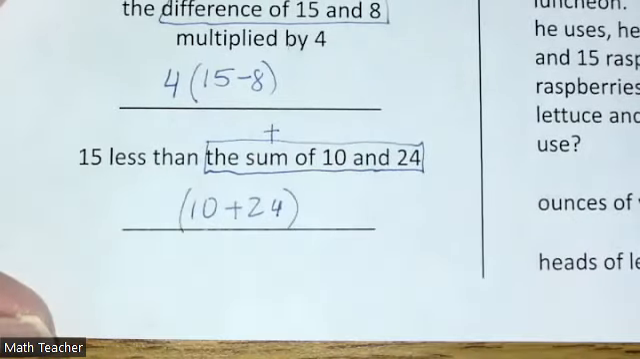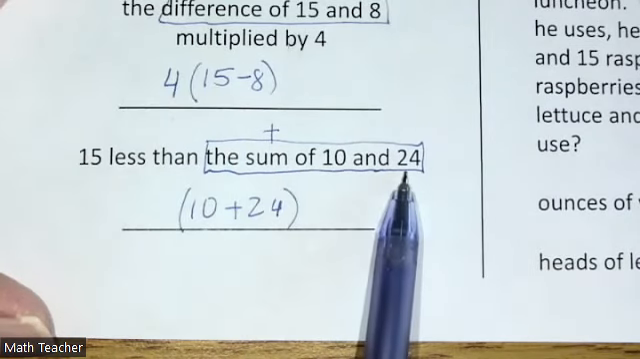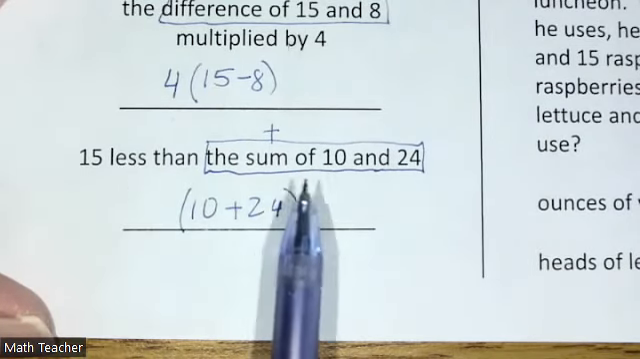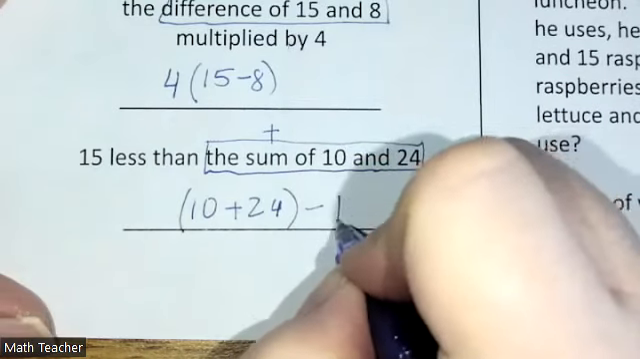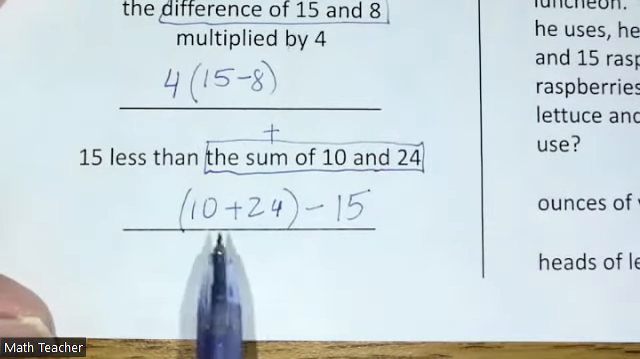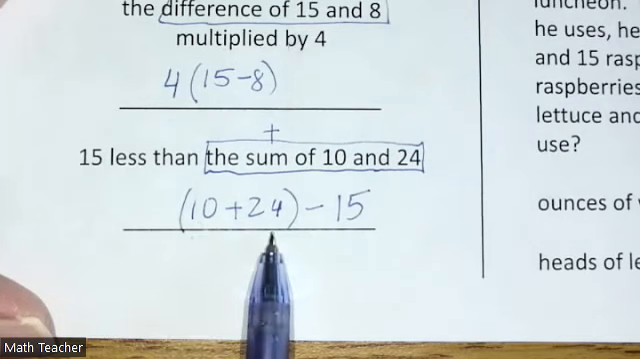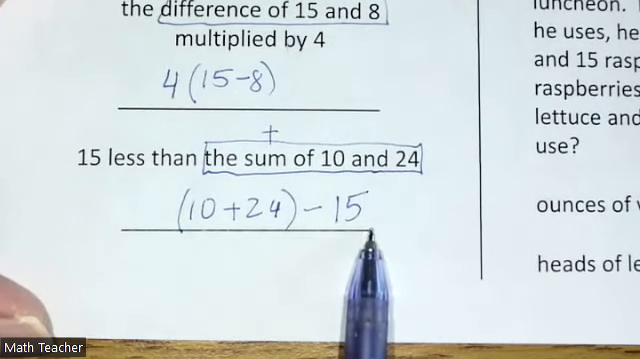And we're going to put that in parentheses because we need to do that first. And then to get 15 less than that sum, we need to take away 15. So we will have the quantity 10 plus 24. That is decreased by 15, so minus 15.